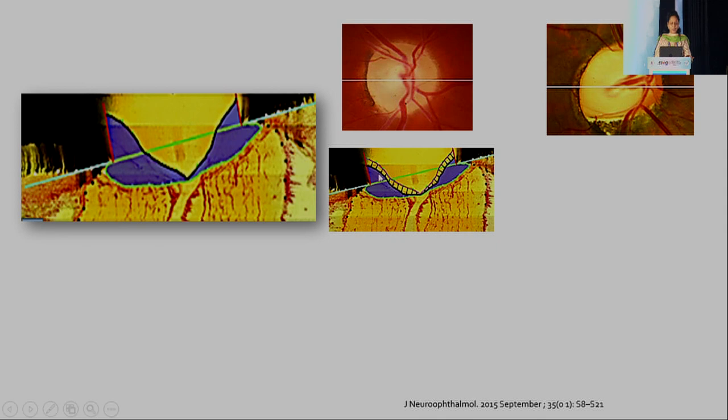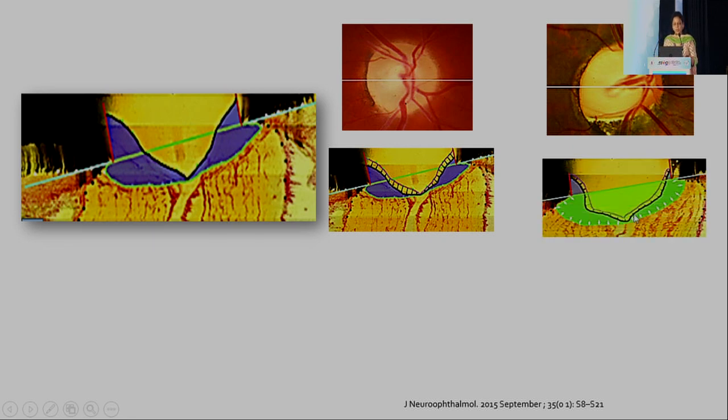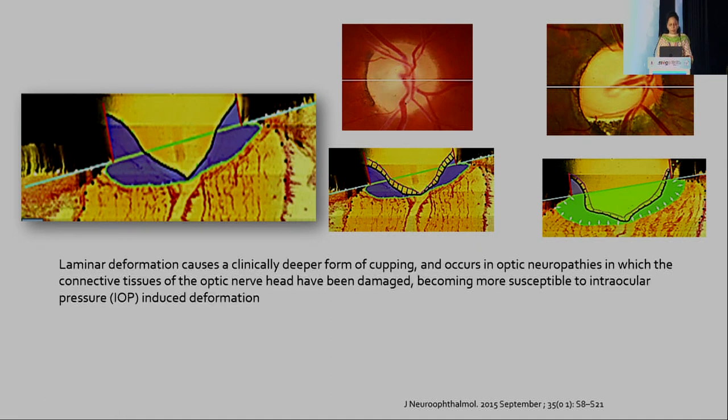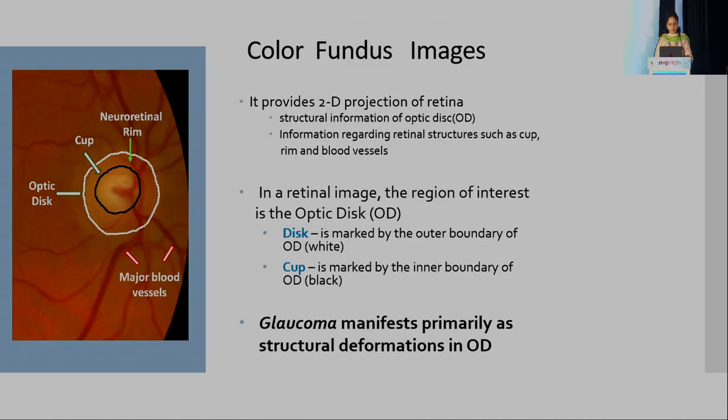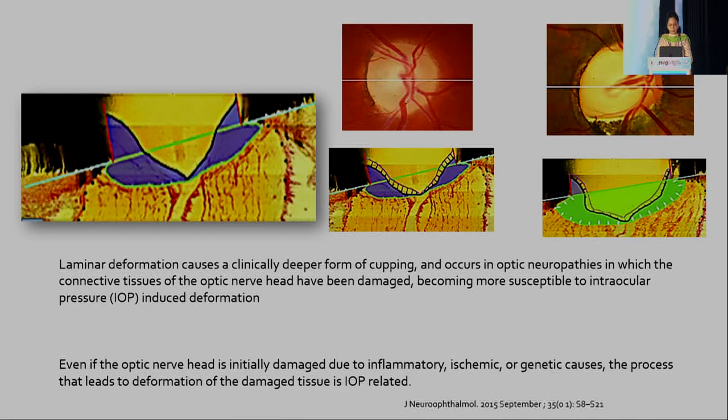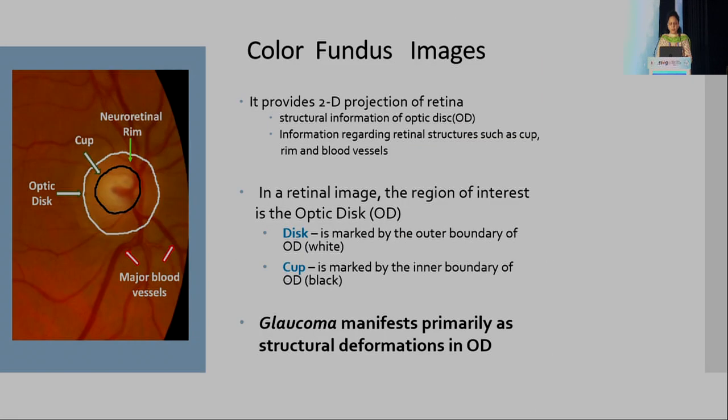Now when we talk about the shallow cupping, we can see that all the damage is occurring anterior to the lamina cribrosa. But when we talk about the deep cupping, which is actually a glaucomatous cupping, we see that the adjoining scleral tissue, the connective tissue, is also getting involved. And once damage occurs here, then this becomes more prone to sustenance of any kind of intraocular pressure, which further leads to the progression of the cupping. So in all, we can say that any kind of damage which is happening here is always manifesting first in the optic disc, whether it's a shallow cupping or a deep cupping.